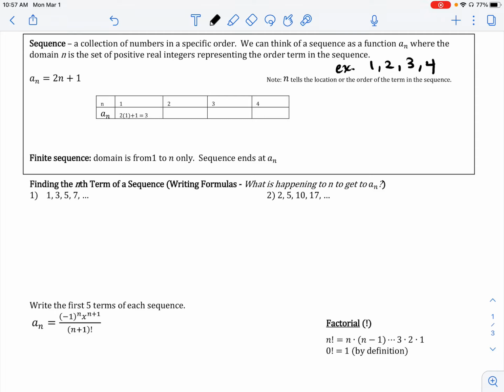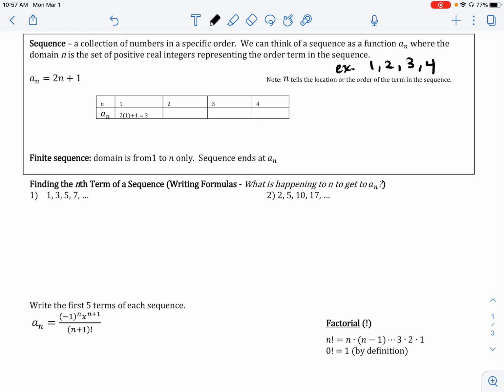Let's start talking about sequences. So a sequence is simply a collection of numbers in a specific order. We can think of it as simply a list of numbers in an order. We may not know what that order is, but if we have a list of numbers, for example, 1, 2, 3, 4, that's a sequence.